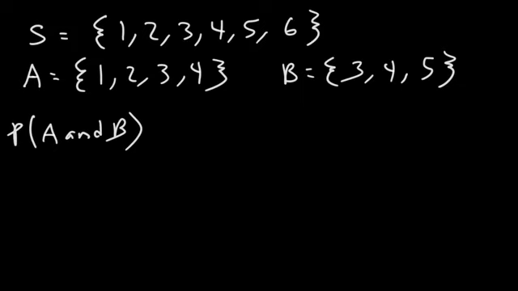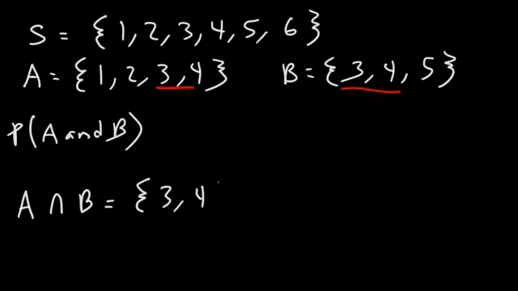In order to find out, the first thing we need to do is write the sample space of events A and B. So this is the intersection of A and B. So the numbers that correspond to event A and B are 3 and 4.